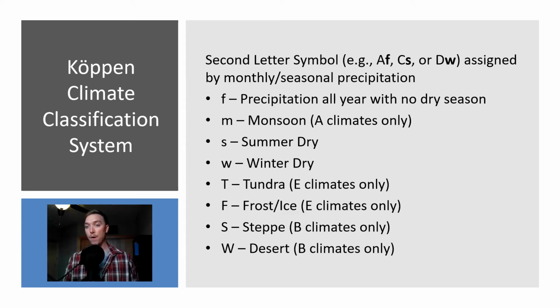T and F are only for E climates. That means tundra, where the warmest month is at least 0 degrees Celsius, or frost and ice for F, where all months are less than 0 degrees Celsius. And S and W are only in B climates, and S means steppe, and W means desert. So see figure 1 if you think you have either of those. And they correspond to precipitation and temperature differences.